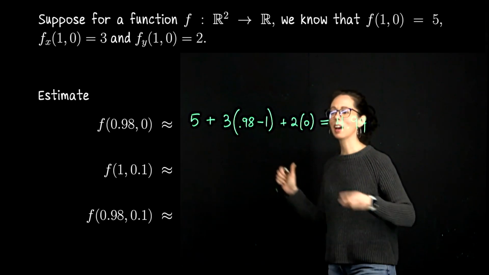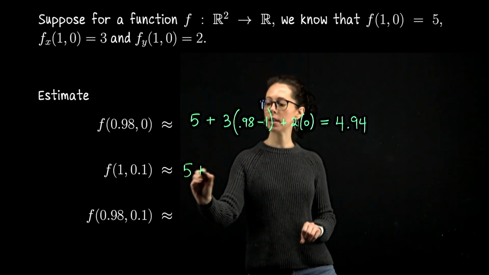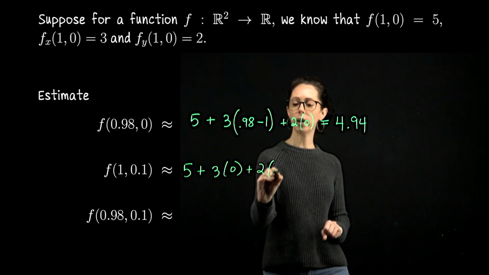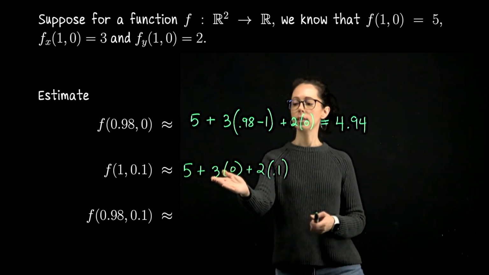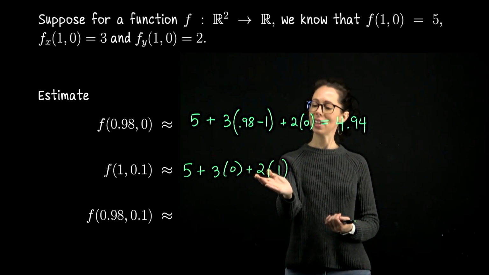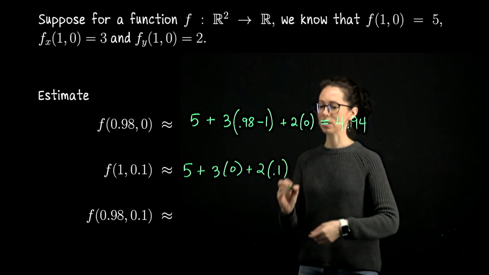All right, for the approximation where we are only changing the y-coordinate, it's going to be 5 plus 3 times 0 plus 2 times 0.1. So df/dx times the change in x, which in this line is 0, plus df/dy times the change in y, which here is positive 0.1, so that overall this is 5.2.